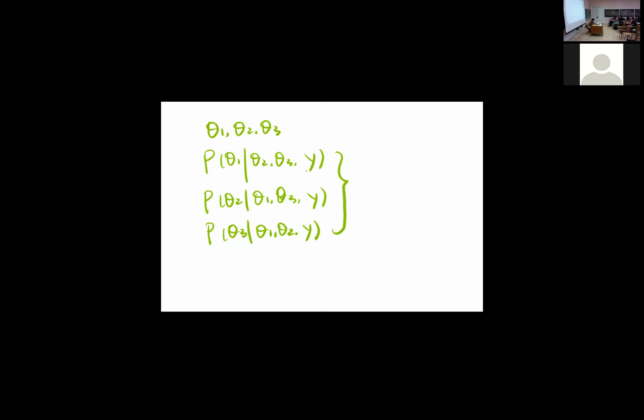if you have theta 1, theta 2, theta 3. This is very generic, just 3 parameters in the model. If you can derive theta 1 given theta 2, theta 3, and the data, you can also do theta 2 given theta 1, theta 3, and the data, and also theta 3 given theta 1, theta 2, and y. If you can get all of this, each of these is a full conditional distribution. And if you can get all of this, you can run a Gibbs sampler for your inference. So that's mostly chapter 6.